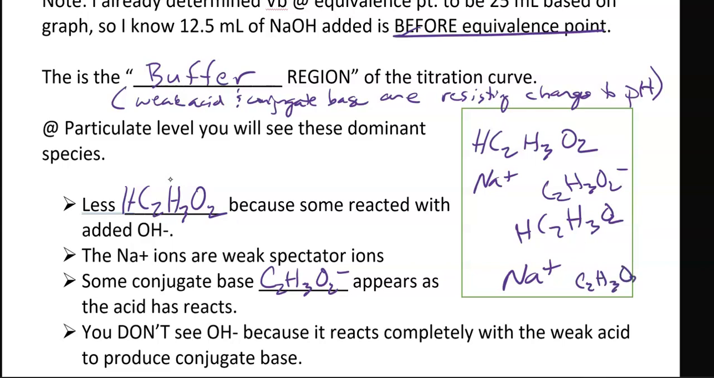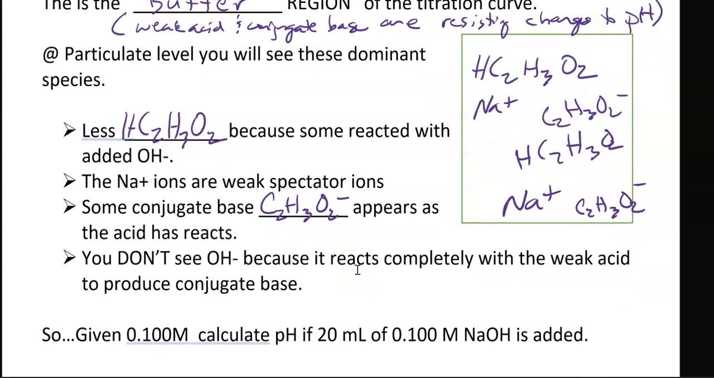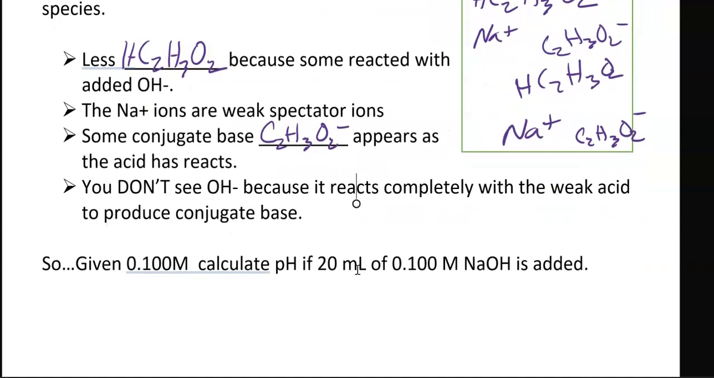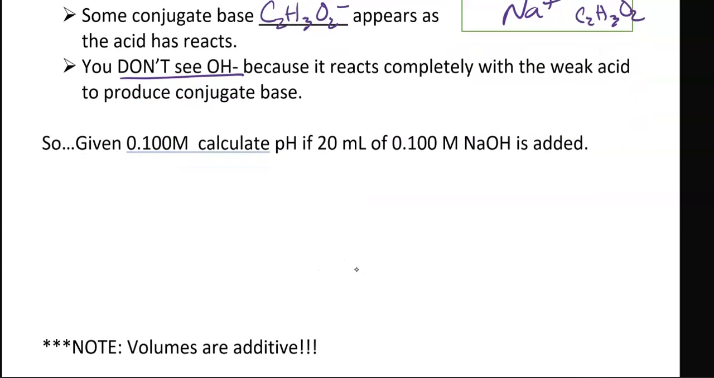And notice that that is in equal proportion to the sodium ions because as that weak acid is reacting, it's going to release conjugate base. So if I consume 2 moles of acid, I produce 2 moles of sodium ions, and I also produce 2 moles of acetate, which is our conjugate base. You do not see hydroxide in the solution because it has reacted already with the weak acid. So it is not visible because it has already reacted and formed water with the acid. Okay, so what can we do at this point?